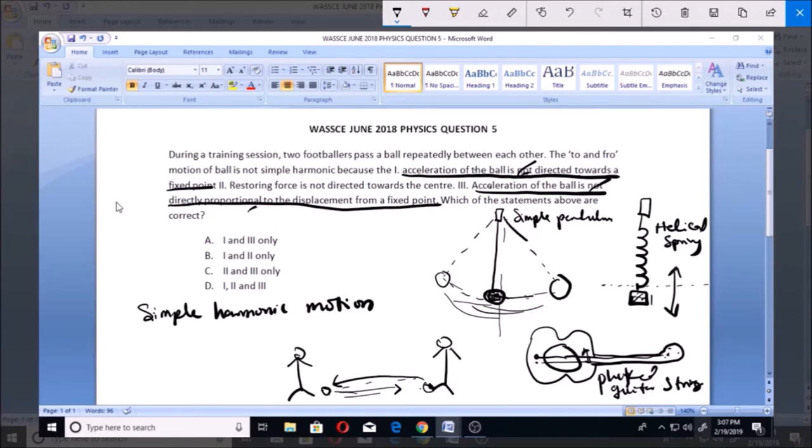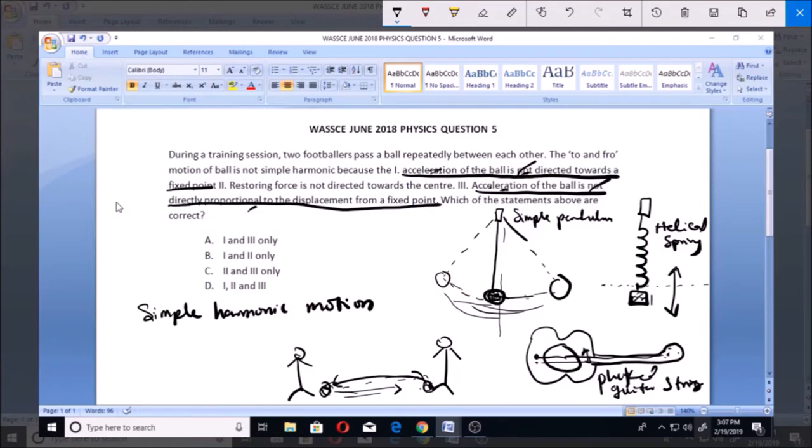It's not, because it's not even a confirmed straight line movement. And you cannot say that the acceleration of the ball is directly proportional to the displacement from a fixed point. There is no considerable fixed point where you can say that the acceleration is proportional to the displacement. It's not possible, because this person can apply a different force when kicking the ball, and this person applies a different force. So there is no surety that they apply the same force. So in that case, you cannot have the acceleration to be proportional, neither can you have this.